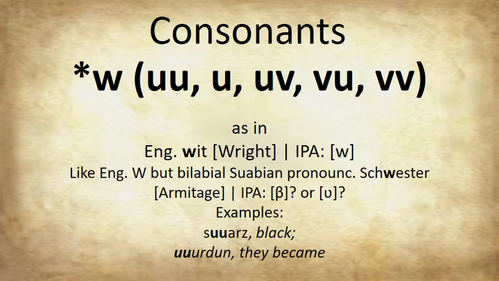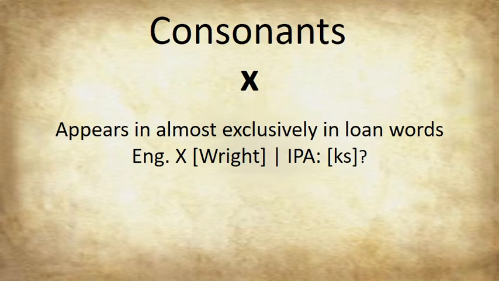So for those of you who fast forwarded to this part, here are the examples with Wright's pronunciation. Schwarz, meaning black. Wurden, which means they became. Now touching upon Armitage's pronunciation with the examples. Schwarz, black. Wurden, they became. So X, we learned from Joseph Wright that this appears exclusively in loan words. I'm willing to think possibly from Latin, most likely. If that's the case, when you see an X, it would probably be pronounced as an X sound.